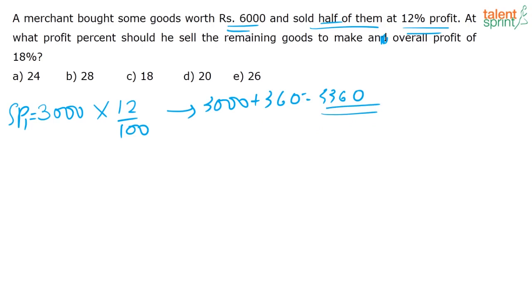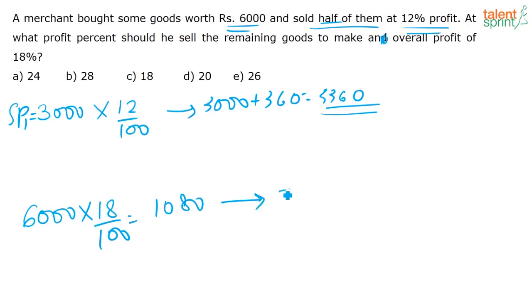Now the question is, at what profit percentage should he sell the remaining goods to make an overall profit of 18%? So actually what is his final selling price? See, he has to sell this 6,000 for 18% profit. Again here 18 into 6 is what? 108, correct? So again 18 by 100, we know this is equal to 1080, correct? So 6,000 plus 1080, his final selling price has to be 7080.